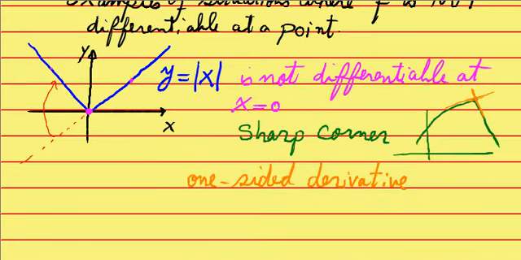I'm not going to say much more about that. You might see it in some exercises. I just wanted to mention. So that was one way for a function to fail to have a derivative, because the left and right are acting different.